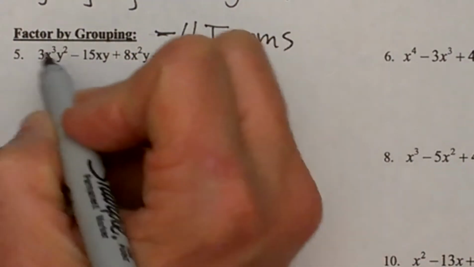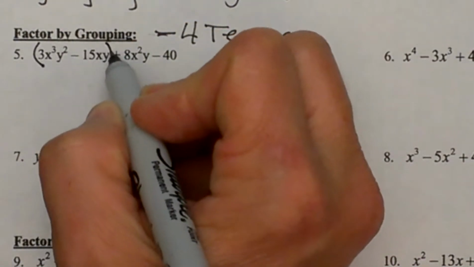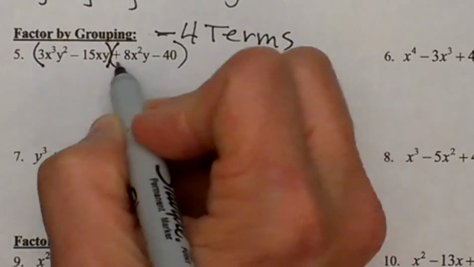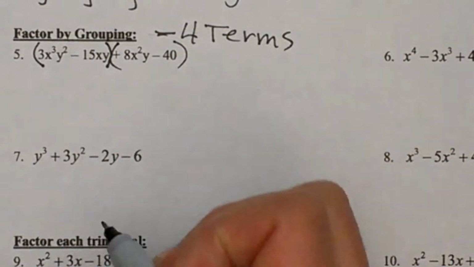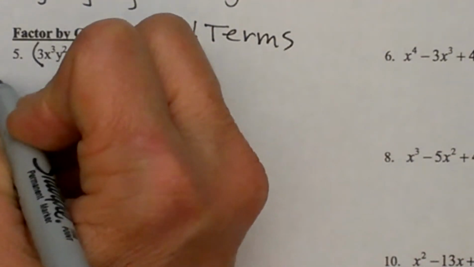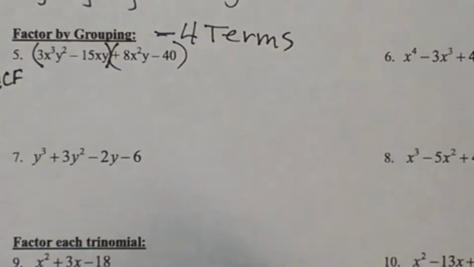So I'm going to group mine, the first 2 together, and then the back 2 together. And for the back 2, I'm going to include the sign with this third term right here. Now I'm just going to look for a GCF. So let's try to find the GCF of each group.